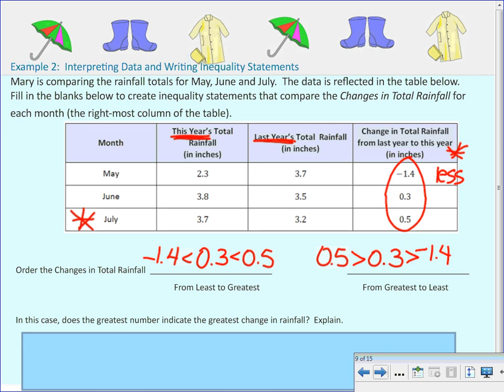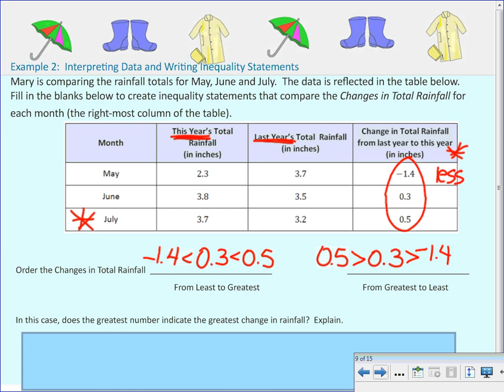Why are you shaking your head at me? You telling me no? Why are you telling me no? July didn't have the biggest change? Which month had the biggest change then? June had the... No, well, that was 3/10.